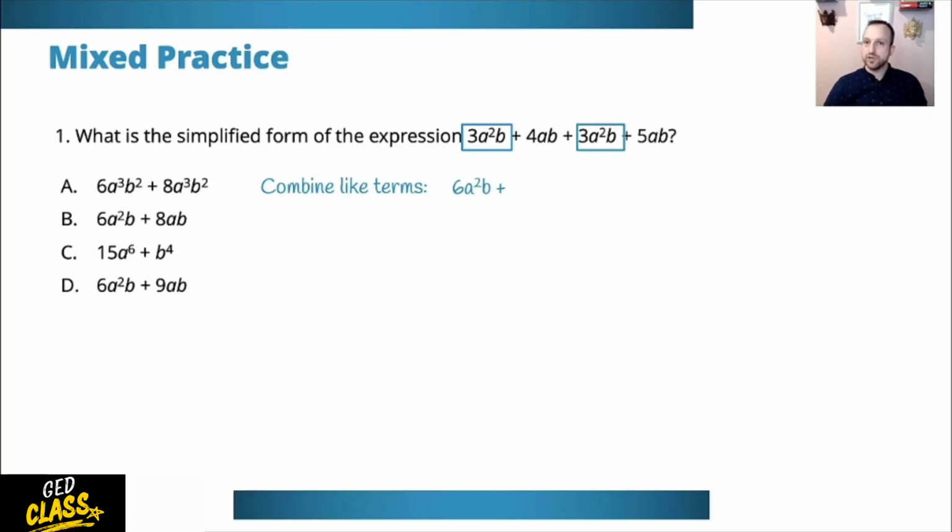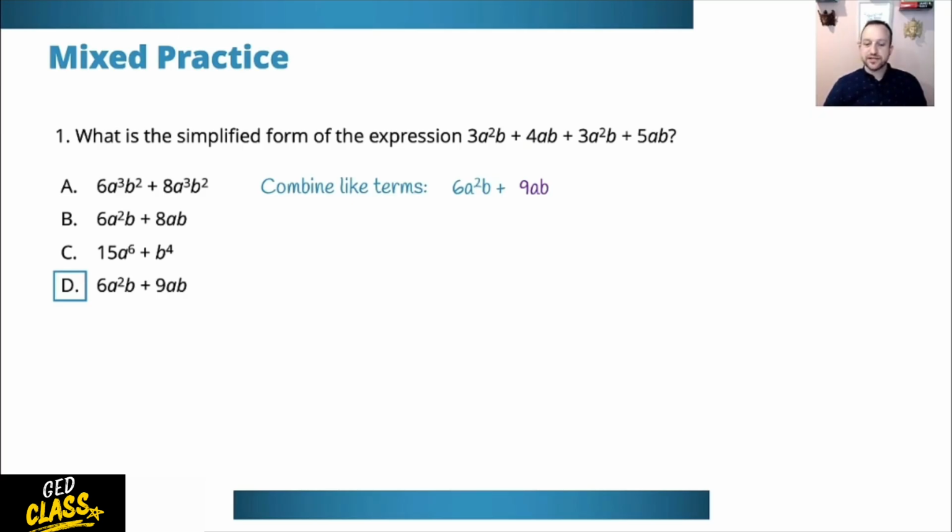Now, looking at the rest of the terms, they actually both are ab. Again, we don't have to have a lot of like terms in a problem, but whenever we are simplifying, we're always on the lookout for them. Again, combining means combining the coefficients together, leaving the variable as is. That gives answer choice D, 6a squared b plus 9ab.